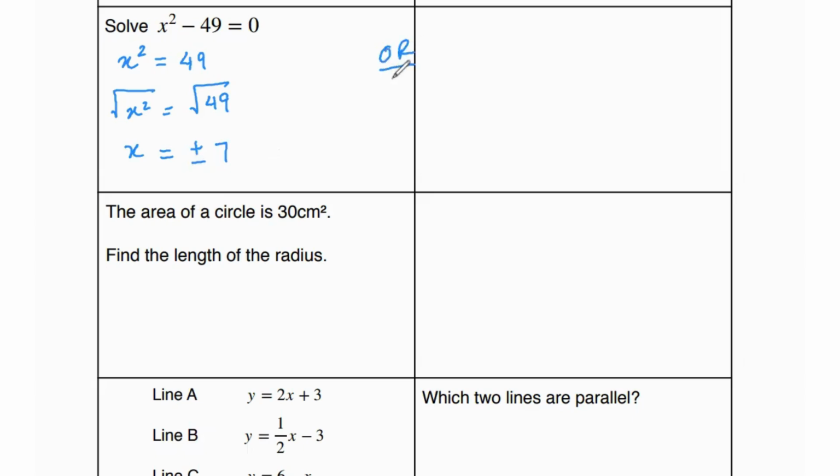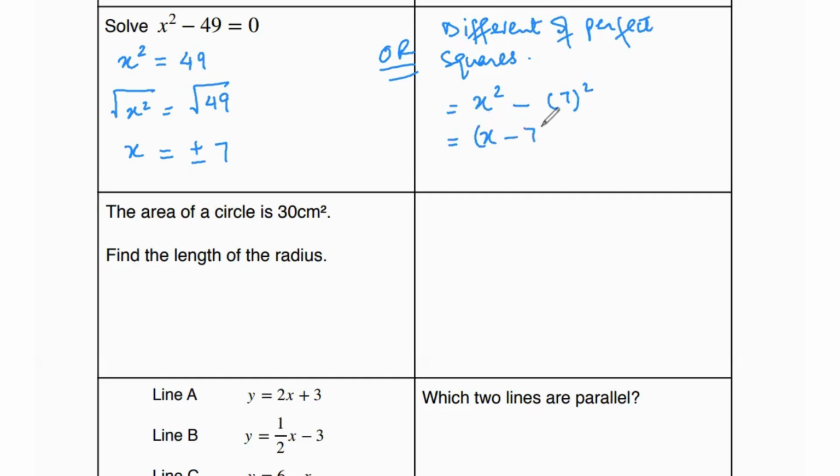Or we can use difference of perfect squares. In difference of perfect squares, what we're doing is that we're subtracting two perfect squares. So x squared is a perfect square over here, and 49 is 7 squared. So difference of perfect squares can be rewritten as x minus 7 times x plus 7.